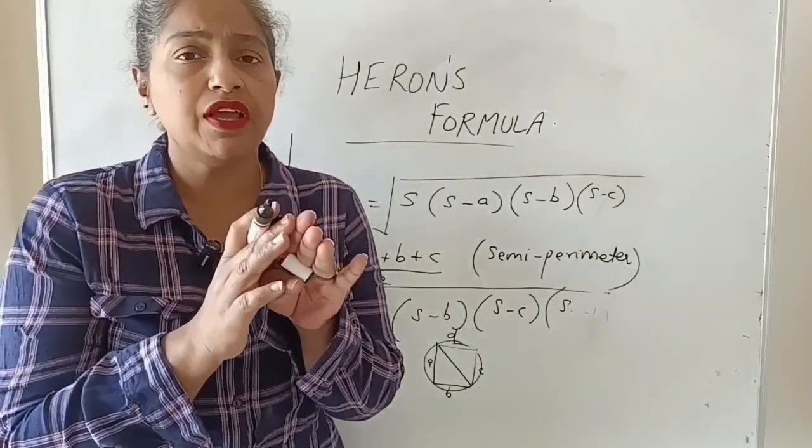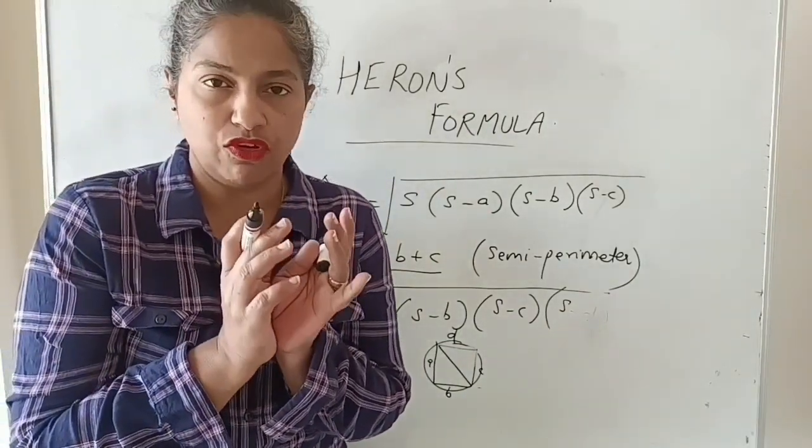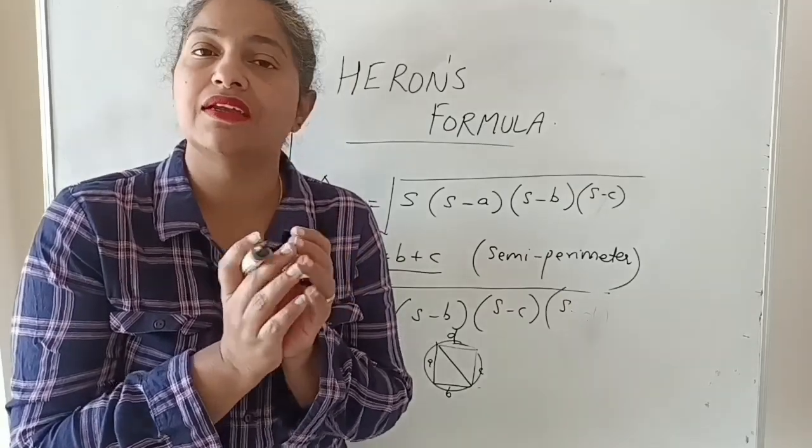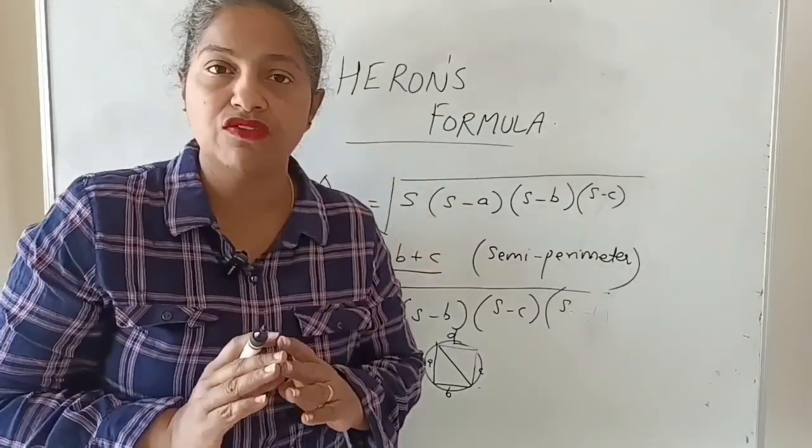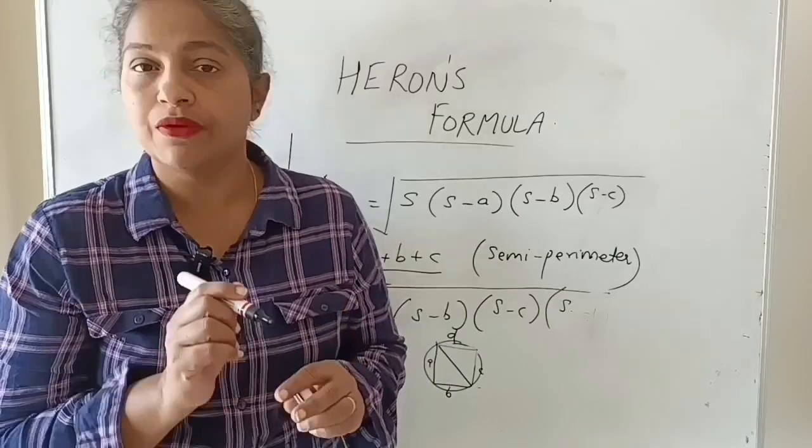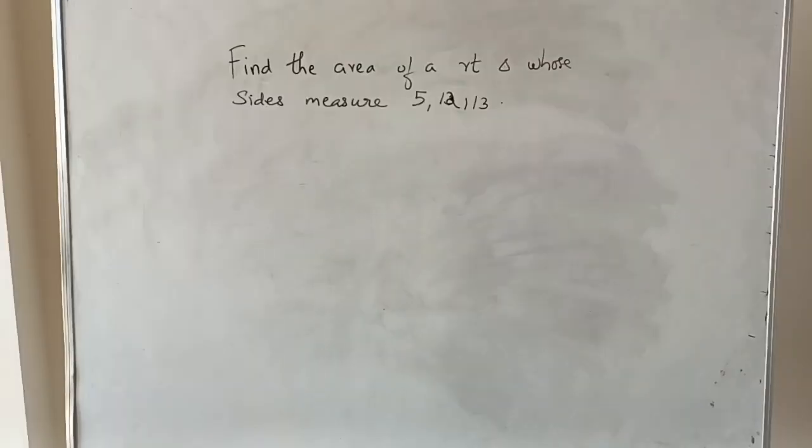Now you don't have to take the trouble to remember Brahmagupta's formula. If you are not interested in learning extra, just remember Heron's formula and apply it to the sums. Okay. Here is our first sum. Find the area of a right triangle whose sides measure 5, 12 and 13.